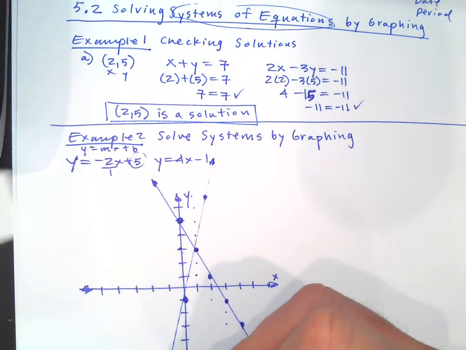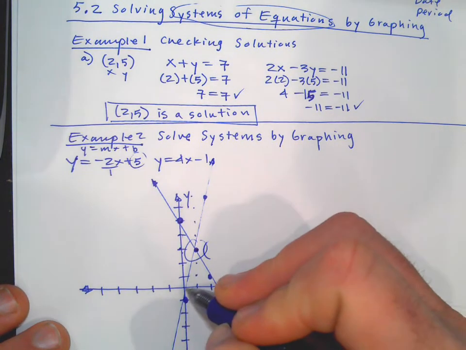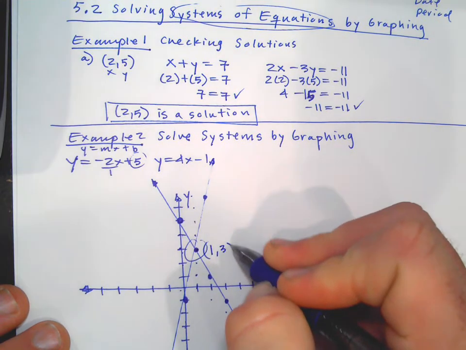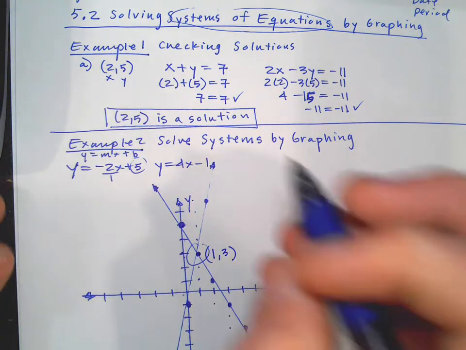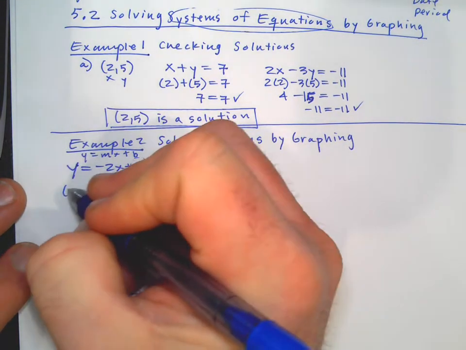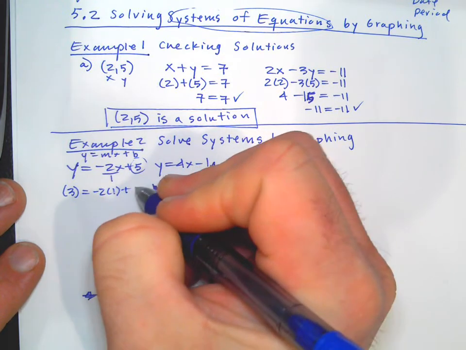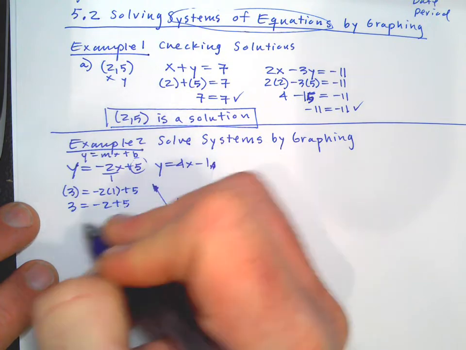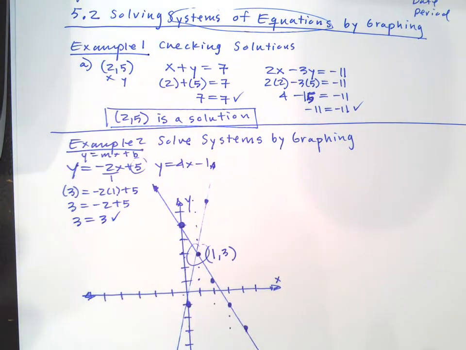And then where it intersects right here, that's your answer to the system. So what are the coordinates there? X first, over 1, up 1, 2, 3. Y value is 3. So this is our answer. Let's check it just to be sure. So I'm going to plug 3 in for Y, 1 in for X. And it works for that one. It's got to work for both.